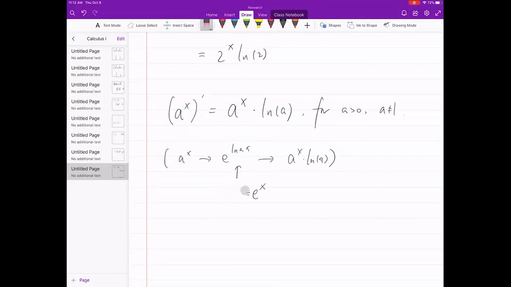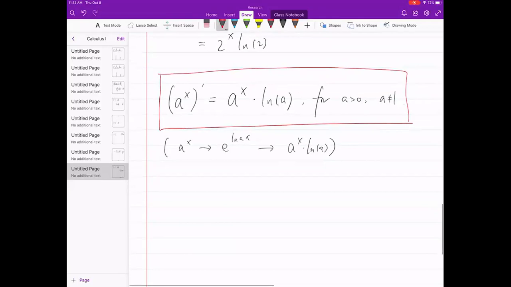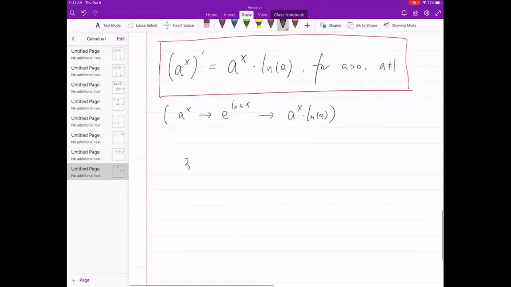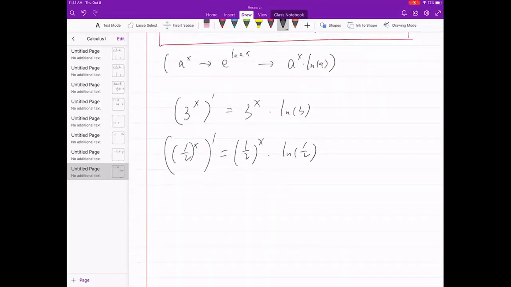Okay. Sounds good? From now on, any power you can do it. 3 to the x is going to be 3 to the x times ln3. 1/2 to the x is going to be 1/2 to the x times ln1/2. So it's almost the same as itself, but adjusted by a small number.